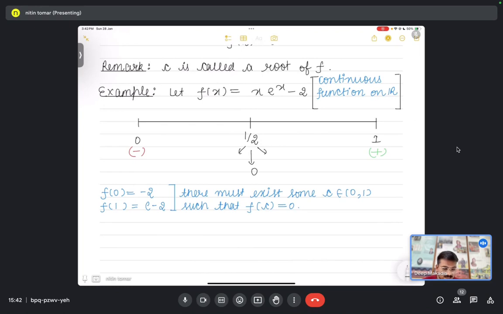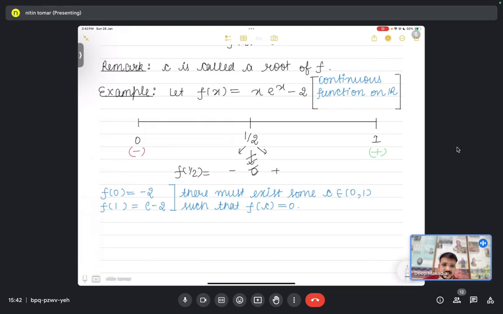There can only be three cases. f of half either can be negative, can be positive, or 0. Yes or no? If it is 0, then I am done. Half is the root. Remember, my aim is to find the root. So if f of half is 0, I am done.